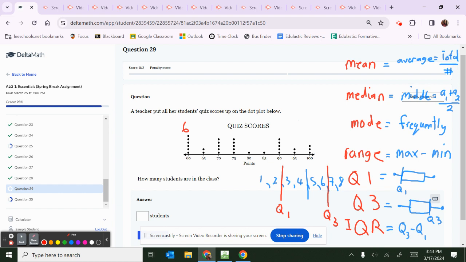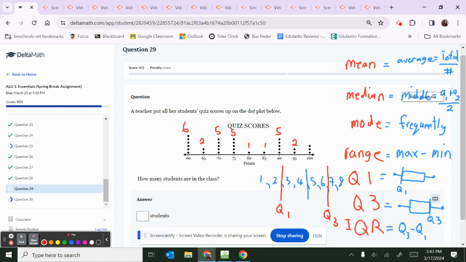How many students got 65? 2. How many students got 70? 5. How many students got 75? 5 of them. How many students got 80? 1. How many students got 85? 1. How many students got 90? 5. How many students got 95? 2.